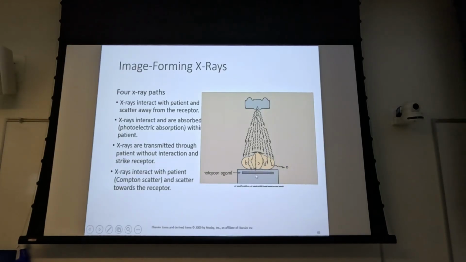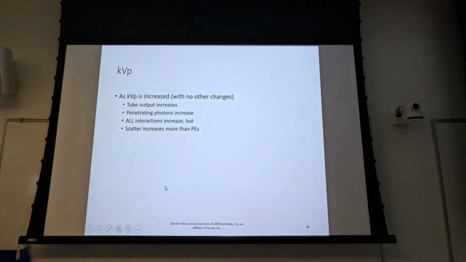Compton scatter that does strike the image receptor, those are image forming x-rays, right? They're just x-rays that we don't want, so we've got to clean them up. We want to get rid of them the best we can. So the 4 pathways will be scattered away from the image receptor, and that's where you get your patient dose, from the wide angle scatter radiation. Photoelectric, that's where we get our lightest images. Transmitted through the patient without interaction is transmission. And then we get Compton scatter towards the image receptor.